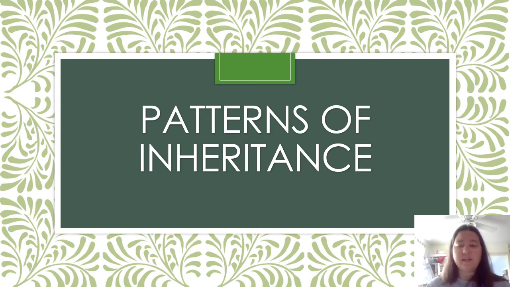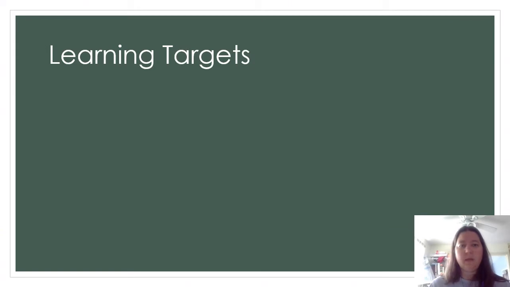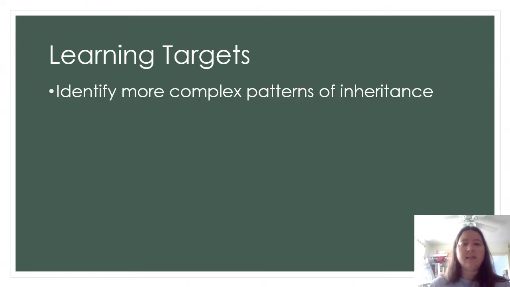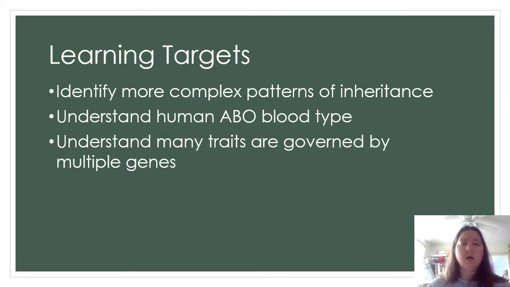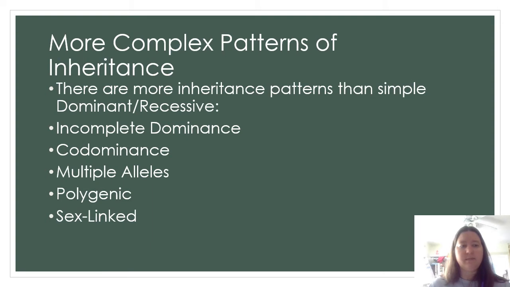Welcome to Unit 7, Lecture 2, talking about patterns of inheritance. Learning targets. Identify more complex patterns of inheritance. Understand the human ABO blood type. Understand that many traits are governed by multiple genes. And understand that sex chromosomes play a role.